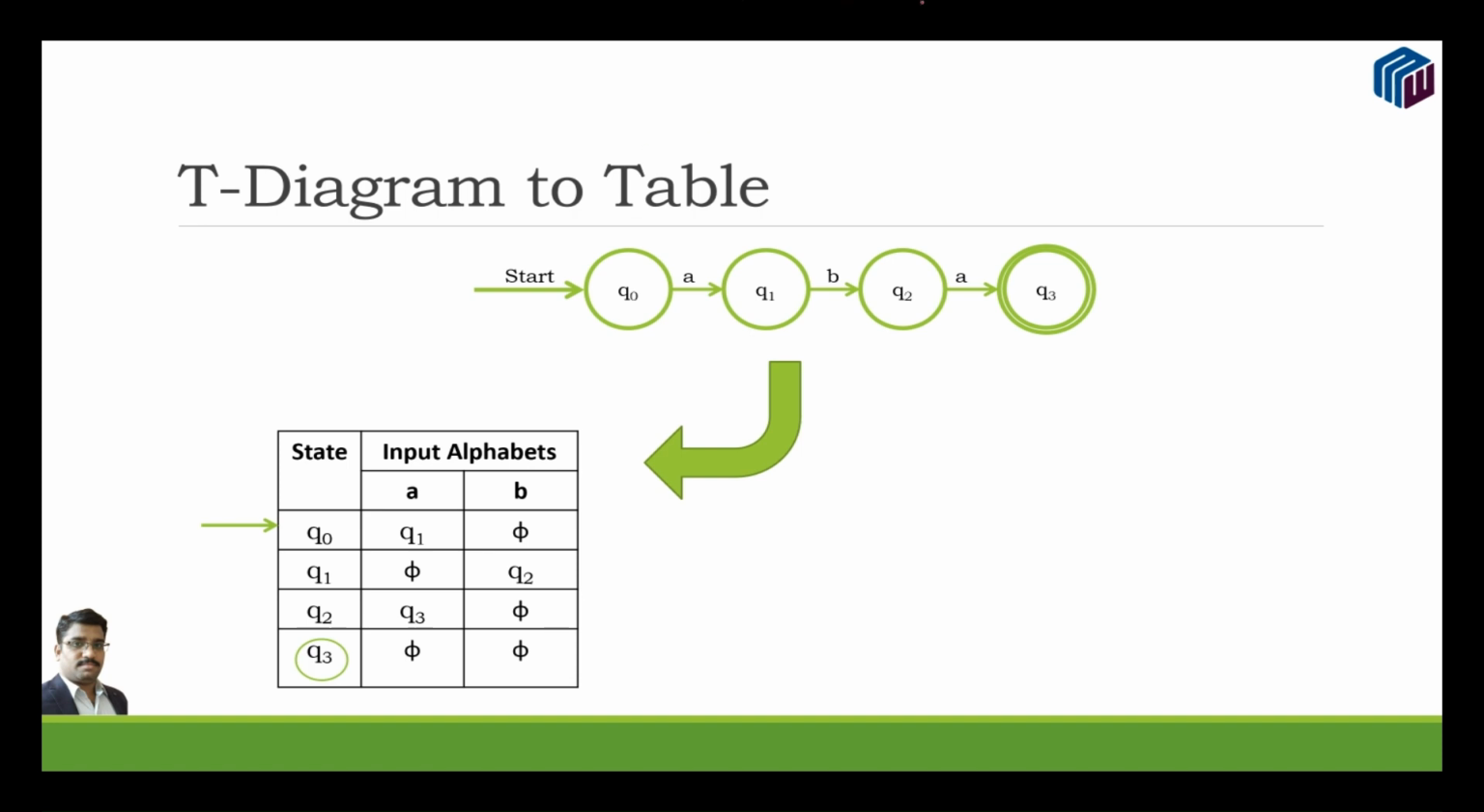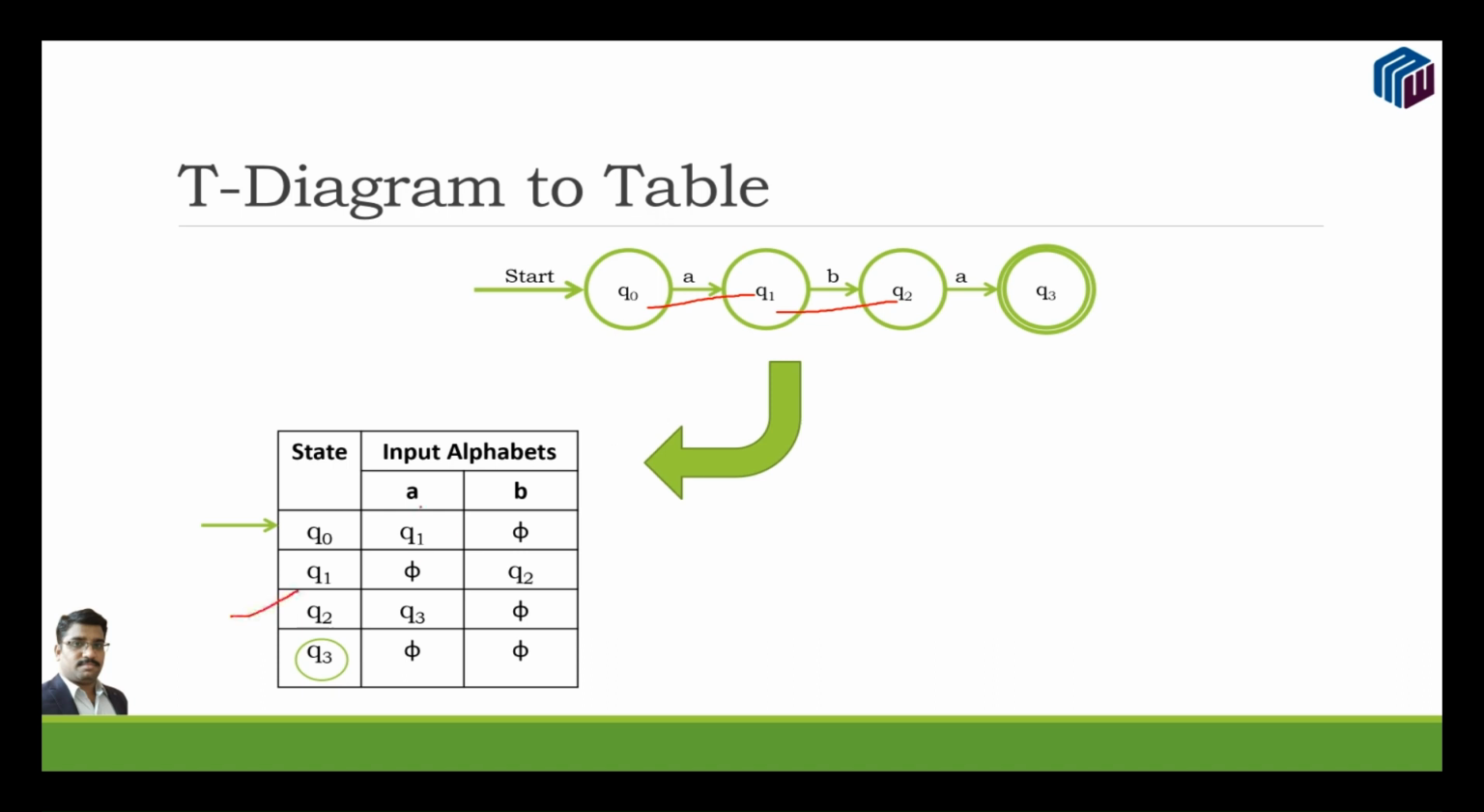Q1 on A, it is moving to the state Q1. There is no B transition. Q1 on A, there is no transition. So phi. Q1 on B, it is moving to the state Q2. Now the current state is Q2.